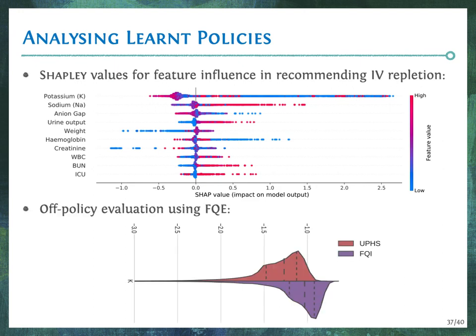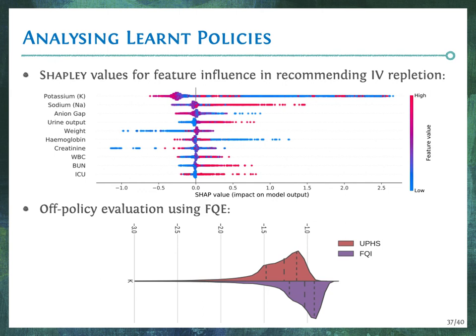Finally, we can produce a quantitative estimate of the value of our learned policies offline using the more recently introduced fitted Q evaluation method, which adapts the iterative Q function estimation method in FQI to the task of policy evaluation. The violin plot here gives the distribution of estimated Q for all state action pairs in the potassium repletion cohort.